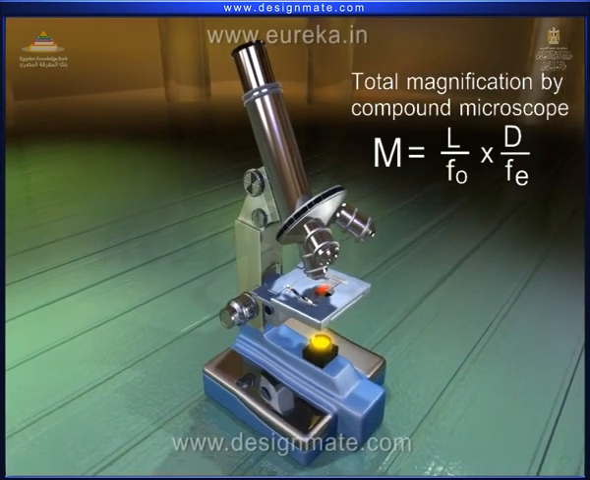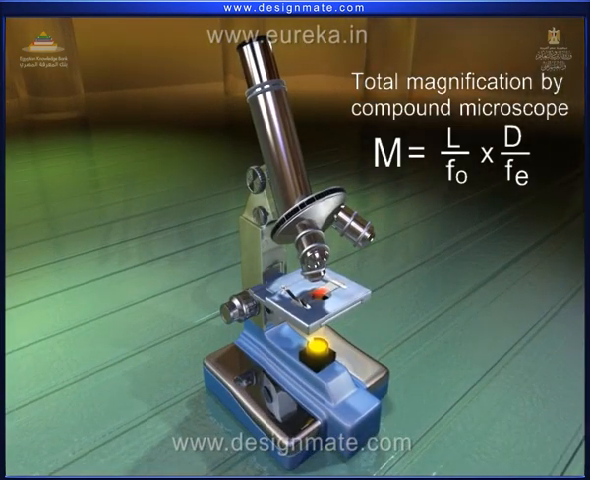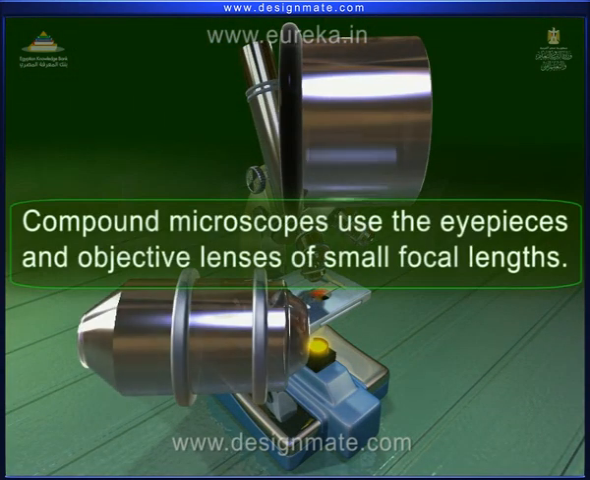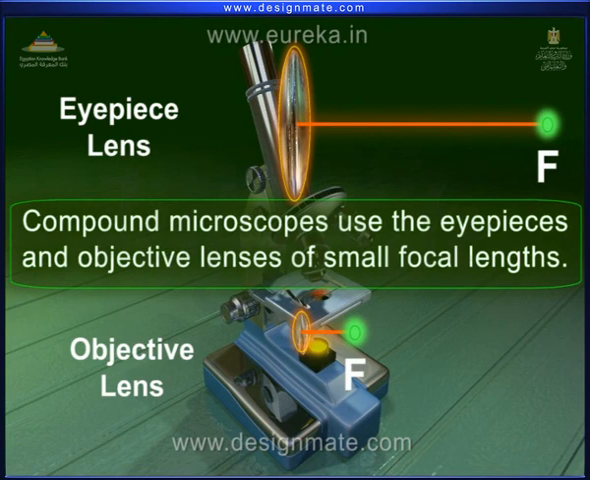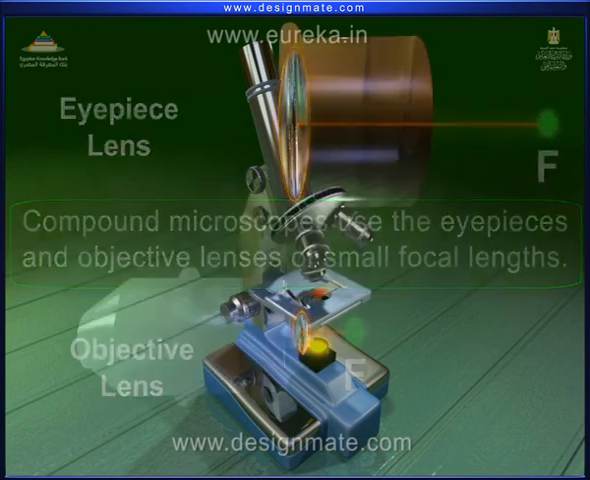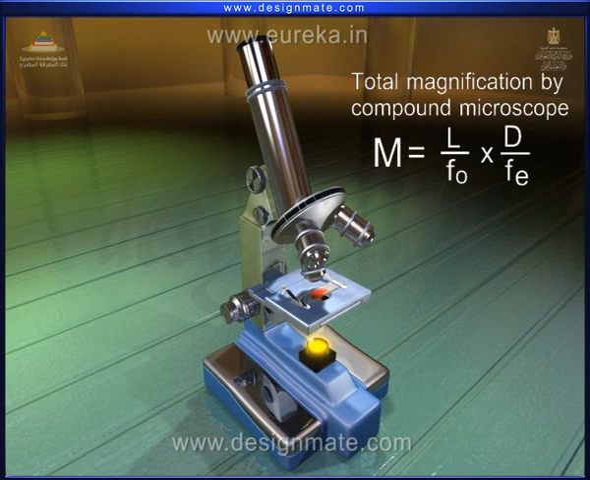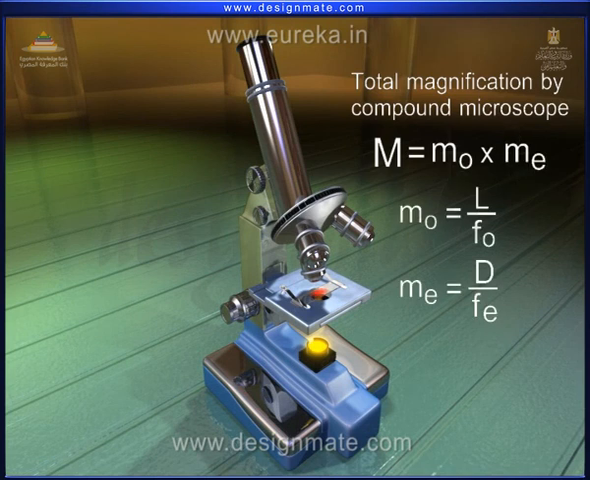Here we can see that the magnification is inversely proportional to the focal length of both the lenses. Thus we can understand why compound microscopes use eyepieces and objective lenses of small focal lengths. We can also say that the magnification of a compound microscope is the product of the magnifying power of the eyepiece and that of the objective lens.